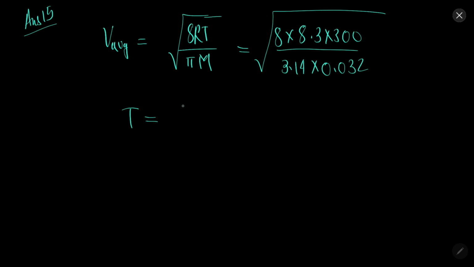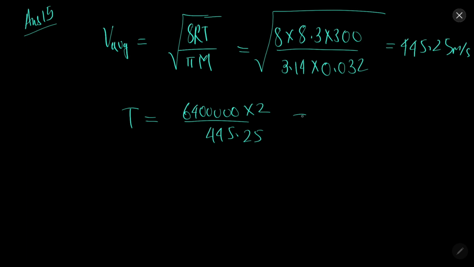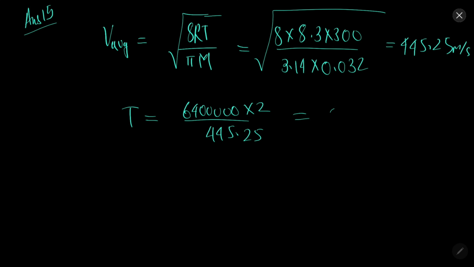So time will be distance over speed, 6400 into 2 over 445.25. It will be around 28747.83 seconds, which will be around 7.985 hours.